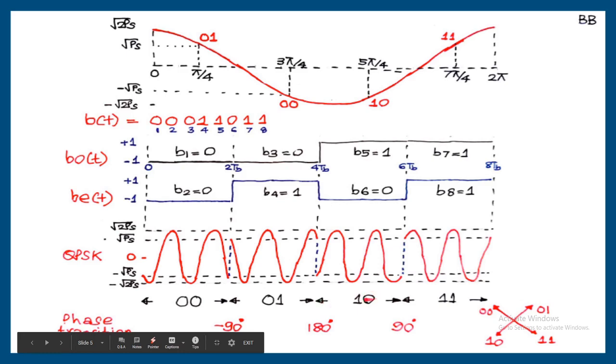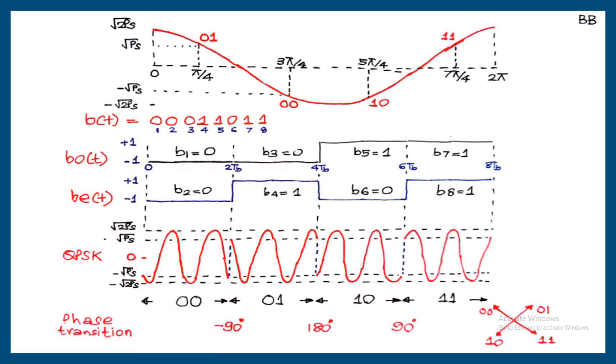Next combination 1 0 to 1 1. 1 0 to 1 1 is anti-clockwise direction. Anti-clockwise direction it will be plus 90. So plus 90 is written here. That is same as minus 270 degree. So the possible phase transitions are plus 90 degree, minus 90 degree and 180 degree at every 2 TB second.